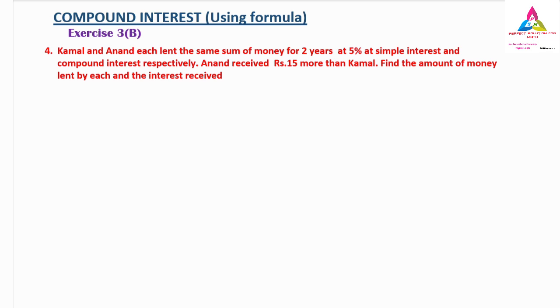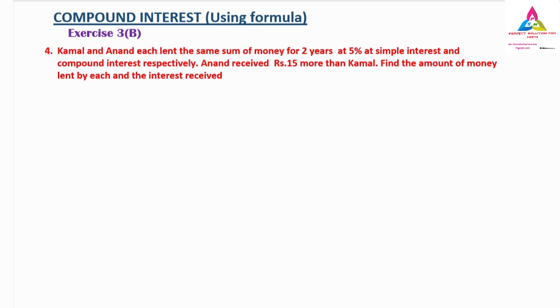This is the question. Kamal and Anand, the two persons, have kept the same money, lent in a bank or somewhere for interest. They have kept it for 2 years, and very importantly, Kamal has kept that money for simple interest and Anand has kept that money for compound interest. You know what simple interest and compound interest are; I have already explained this. So obviously the interest Kamal gets will be lesser because it is simple interest, and Anand is going to get more.